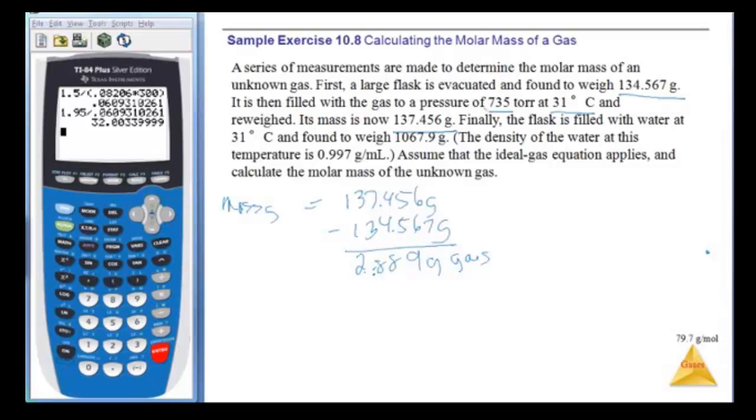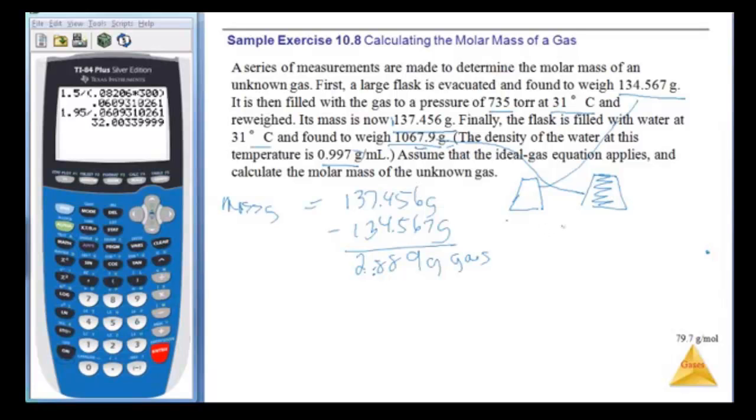Alright. The flask is filled with water at 31 degrees C and found to weigh 1067.9 grams. Okay, and the density of water is this. So this is going to allow us to figure out the volume of the container. So what we know is the flask empty weighed this, and the flask filled all the way with water weighs this. And if we know the mass of the water and the density, we can figure out the volume. So let's do that.